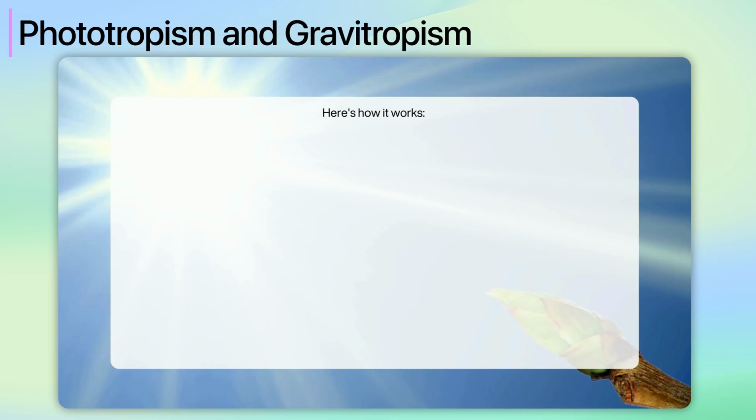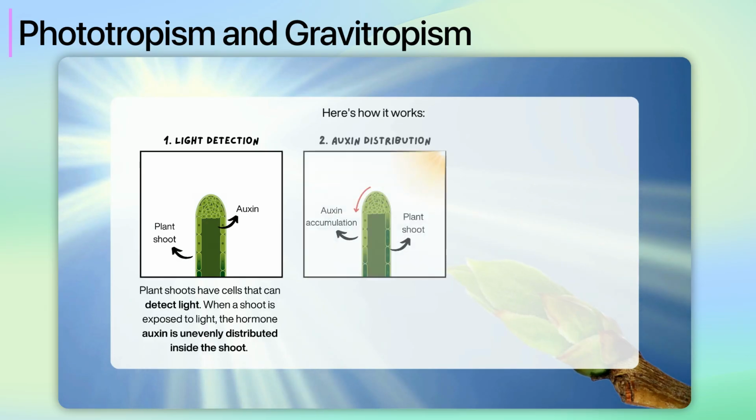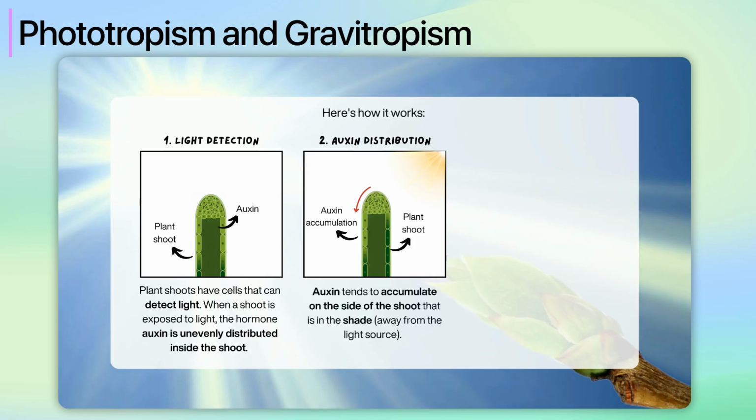Phototropism is the growth of a plant in response to light. It ensures that the plant shoots grow towards light, which is necessary for photosynthesis. Here's how it works. Plant shoots have cells that can detect light. When a shoot is exposed to light, the hormone auxin is unevenly distributed inside the shoot. Auxin tends to accumulate on the side of the shoot that is in the shade, away from the light source.